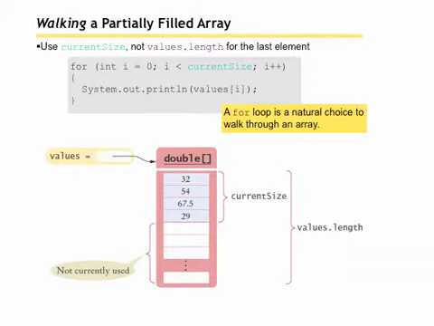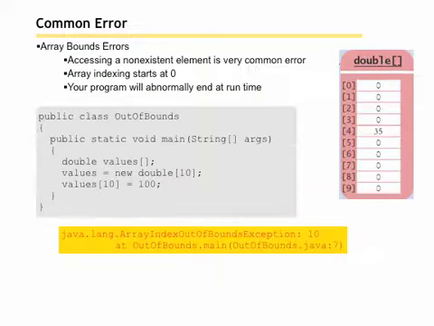If we want to walk or traverse a partially filled array, we set up a for loop and loop from int i equals 0, i less than currentSize, i plus plus, where currentSize is how many elements are currently in the array. Note that we do not use values.length because that would reference all of those array elements that we haven't yet used.